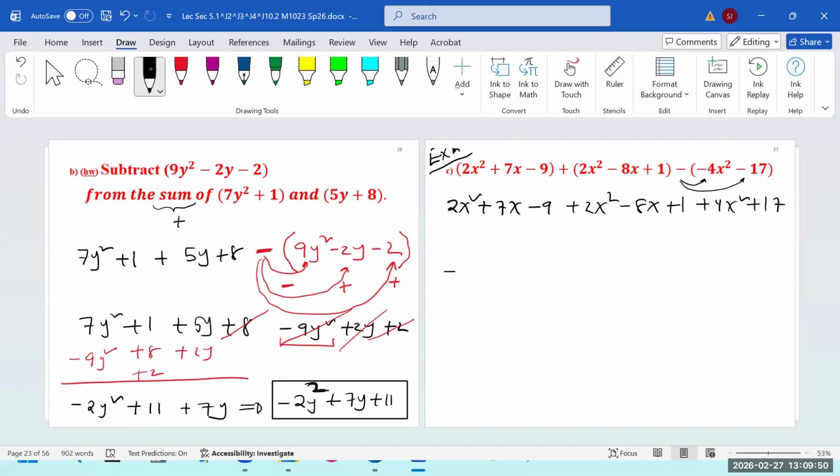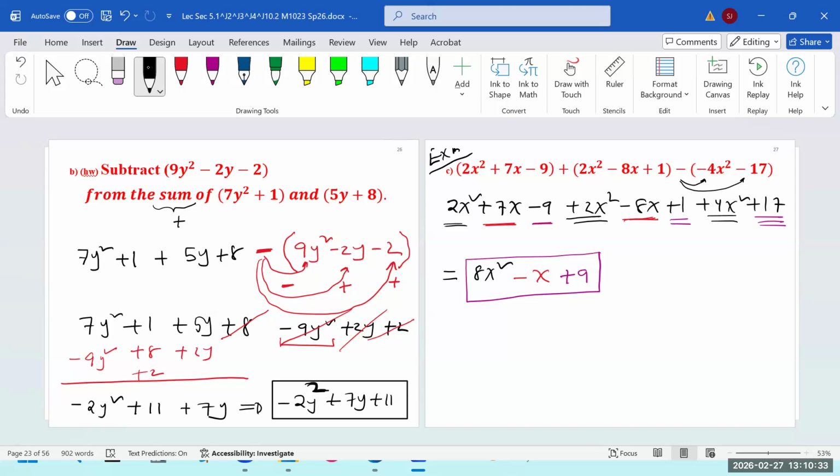Perfect. And then? And then it's gonna be negative x because 7x minus 8x is negative x. Plus 9. 17 and 1, 18, and so positive 9. That's it.